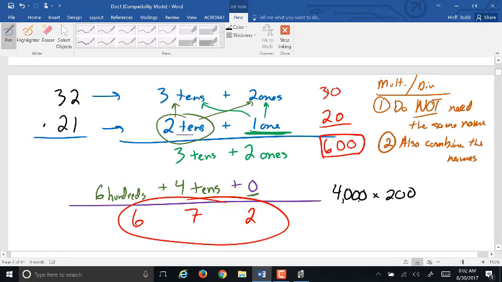If I have 4,000 times 200, I'm going to take 4 times 2 is 8, and then I have 1, 2, 3, 4, 5 total zeros. I put 5 total zeros on my answer.